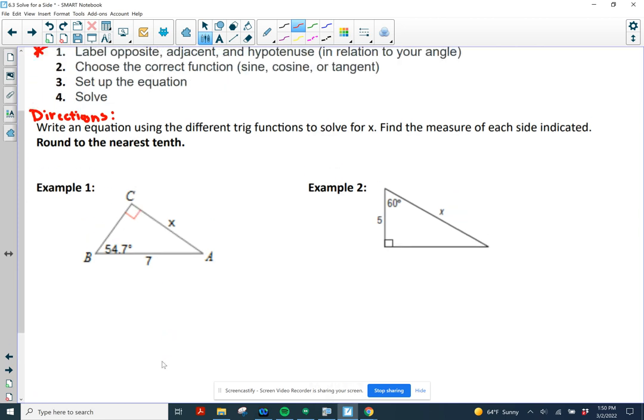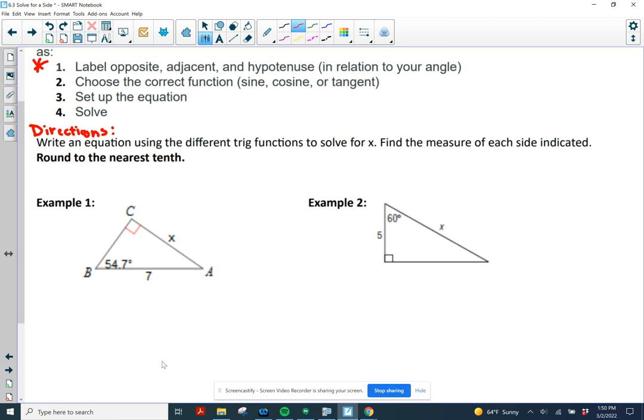Example 1. I should leave those where I can see them. So I'm going to look at the angle that I'm given, the acute angle. So I have a 90-degree angle and I have a 54.7. And I'm going to label the sides in relation to that angle. So the 7 is across from the 90-degree angle, so it's the hypotenuse. That one really doesn't depend on the acute angle. It only depends on where the right angle is. Then the x is across the triangle, so that would be the opposite leg.